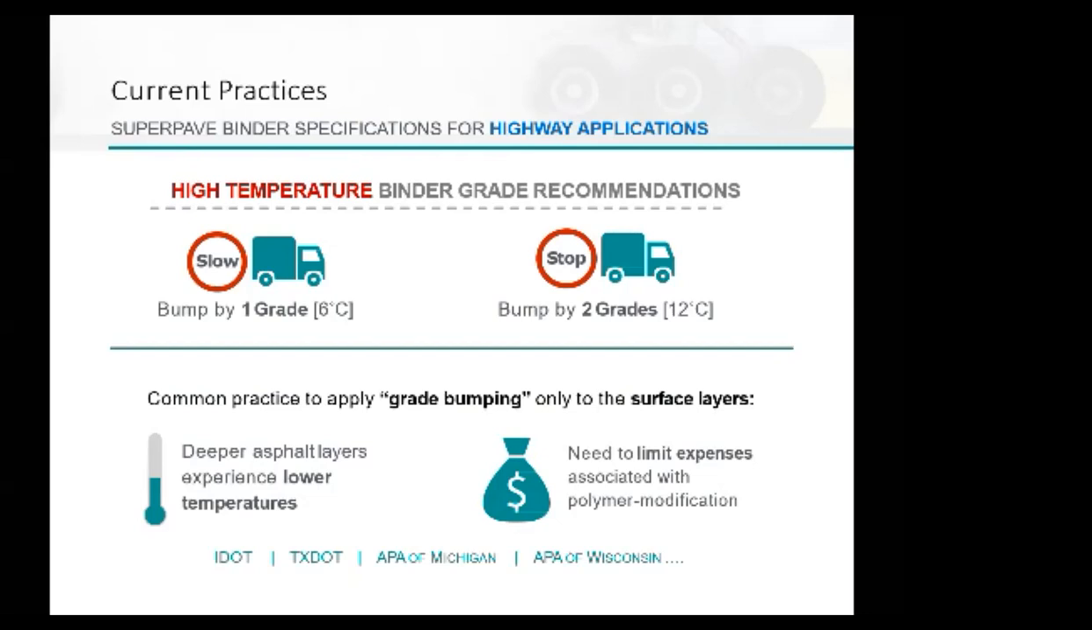Now, when we bump, really, by default, we take it that we're going to bump the PG grade of the surface layer, especially if the surface layer itself is thick and is made of 2 lifts. Directly, your mind goes to bumping the PG grade of the surface layer because that's where the high stresses are. That's where the high temperature is, basically. So deeper asphalt layers experience lower temperature, so it might be okay not to bump. And going very high in your binder grade requires you to put some polymer, fibers, modify the asphalt, which basically bumps up the price a lot.